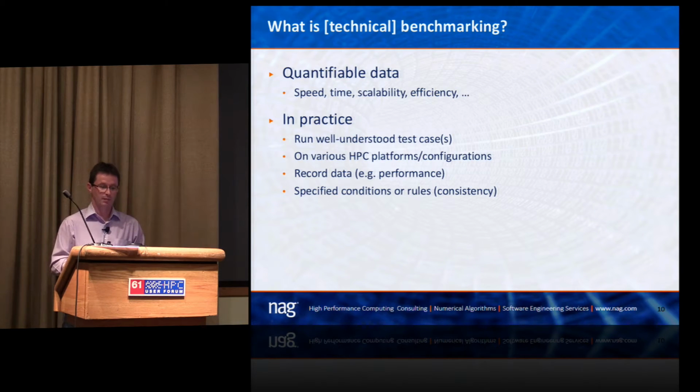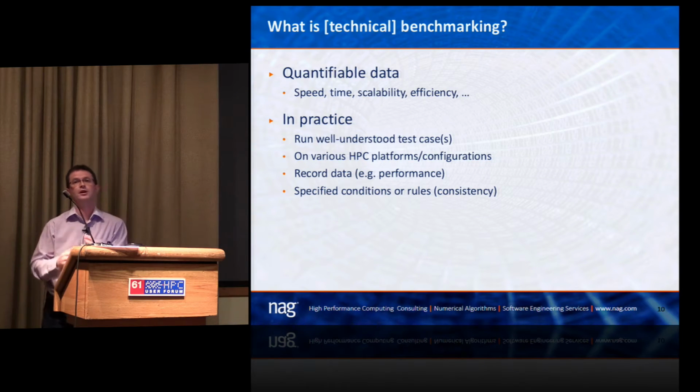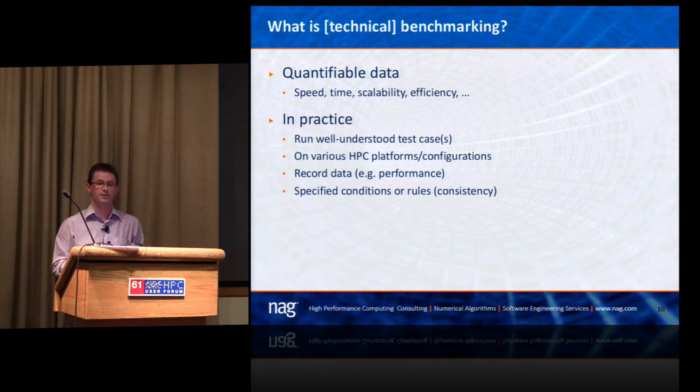It's also important to make sure that you have some specified conditions around that benchmarking exercise so that you have consistency between different comparisons on different platforms or comparisons of different codes or comparisons at different scale. Or if you're doing it in a procurement exercise, comparison between how the different bidders are sending you their benchmarking results. So the rules or the conditions are an important part of that.